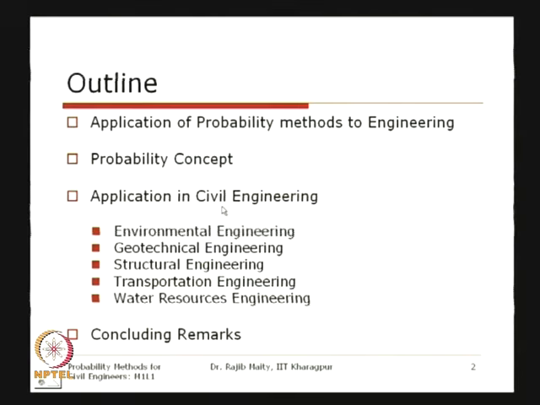There are different facets of civil engineering, starting from environmental engineering, geotechnical engineering, structural engineering, transportation engineering, and water resource engineering. There can be other specializations also. This need not be all the specializations that can be thought of, because the area of civil engineering itself is very vast. So we'll just try to give you a glimpse of all these specializations where the probability methods can be applied and its role, and we'll conclude with some remarks on these probability methods.